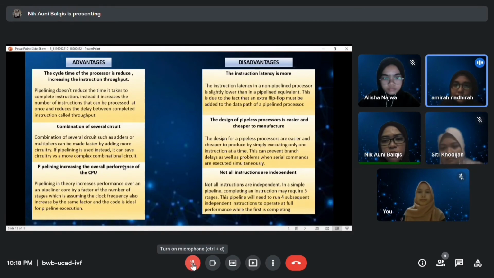Next, there are three disadvantages. First, the instruction latency is higher. Instruction latency in a non-pipeline processor is slightly lower than in a pipeline equivalent. Next, the design of a non-pipelined processor is easier. The design for a non-pipelined processor is easier and cheaper to produce by simply executing only one instruction. Third, not all instructions are independent. In a simple pipeline, completing an instruction may require 5 stages.